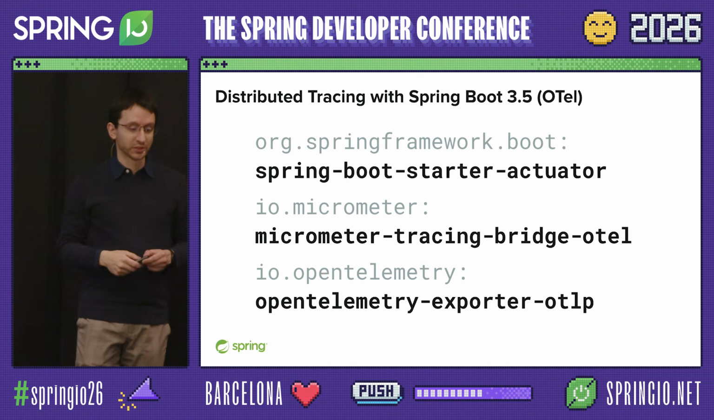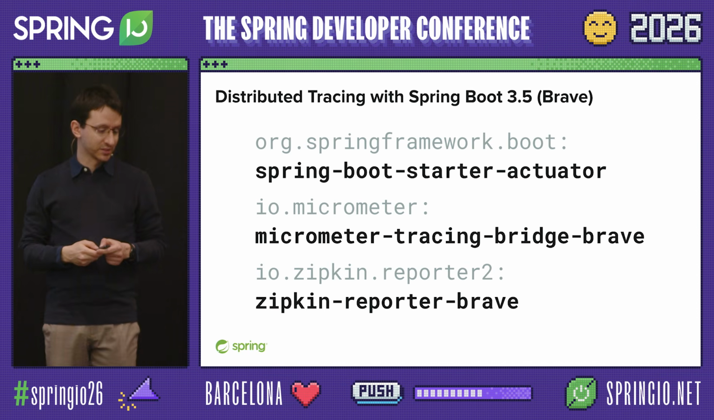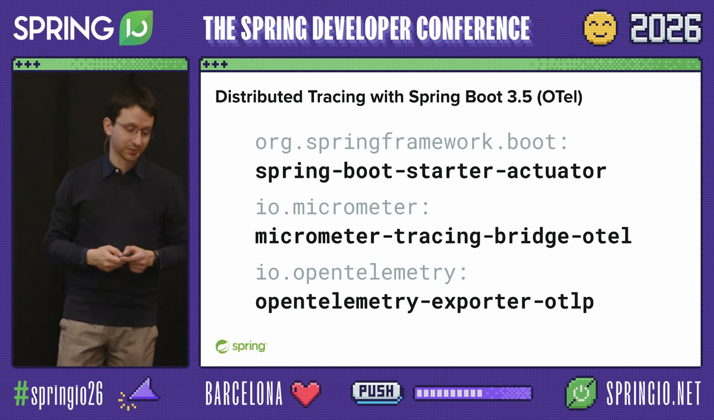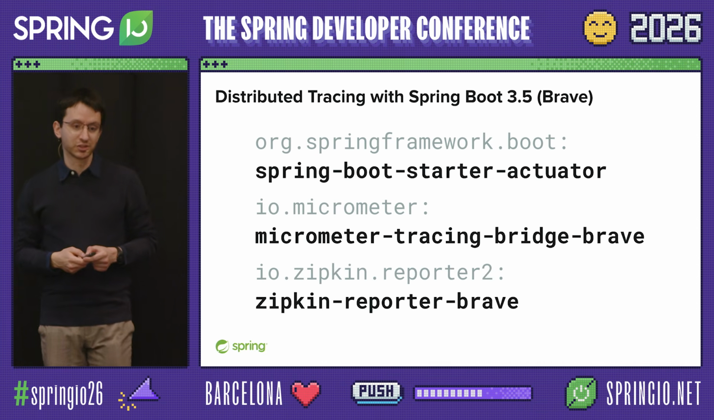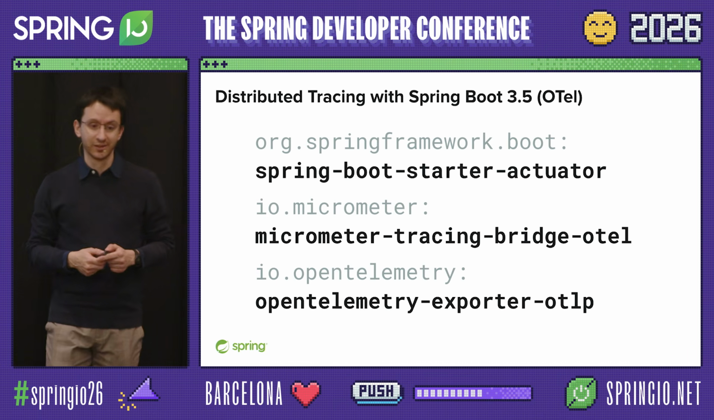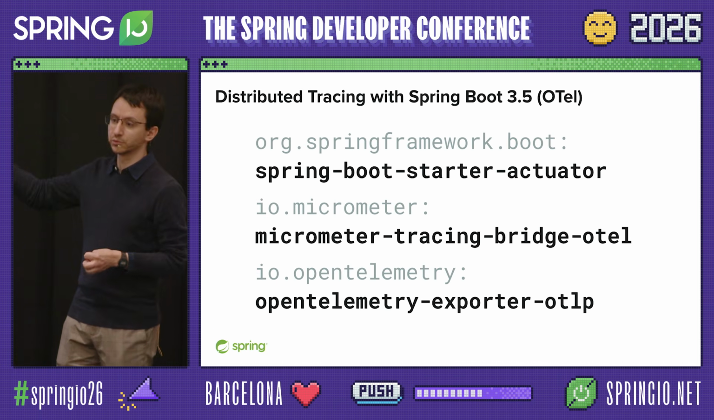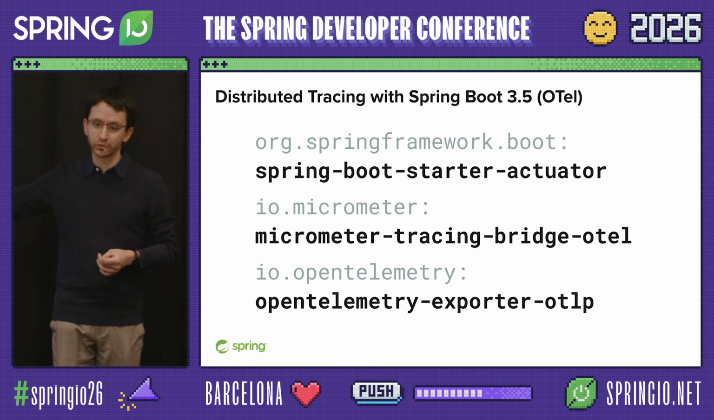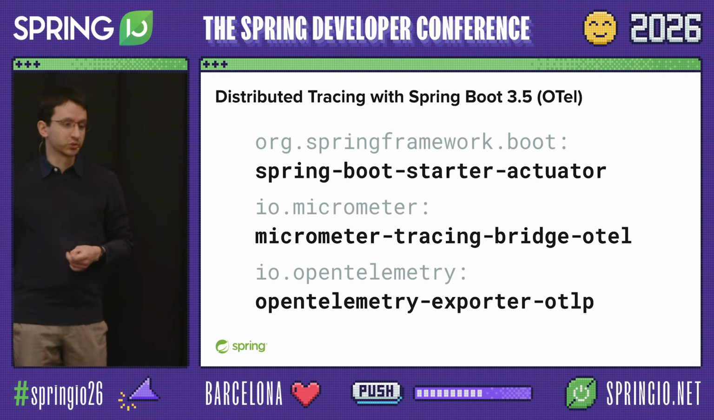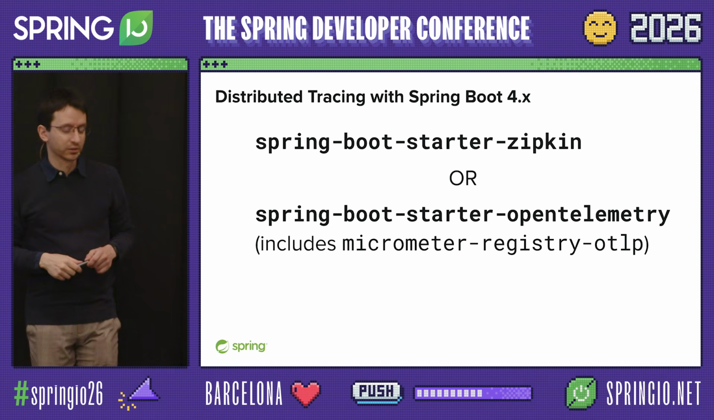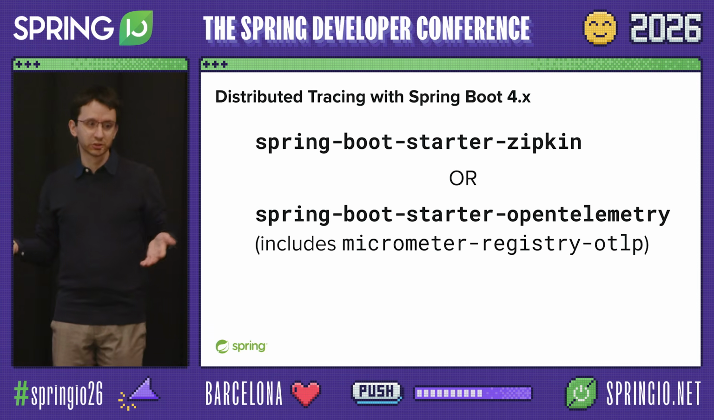If you want to use OpenTelemetry, let me jump between the slides again. You can spot the difference. It's not a lot. See the second line? You just change the name from Brave to OTel, and that's it. And then you need to tell OTel which exporter you want to use, and this is the OTLP exporter. So this was the Spring Boot 3.5 way. You needed these 3 dependencies. And a lot of people thought this is too much.